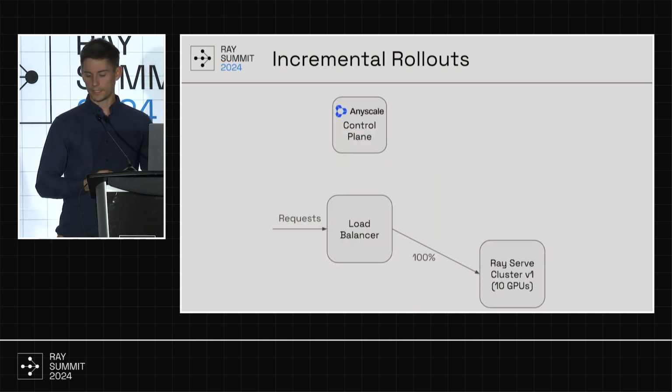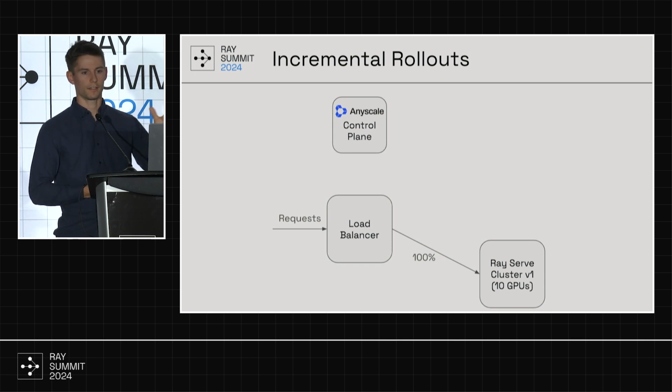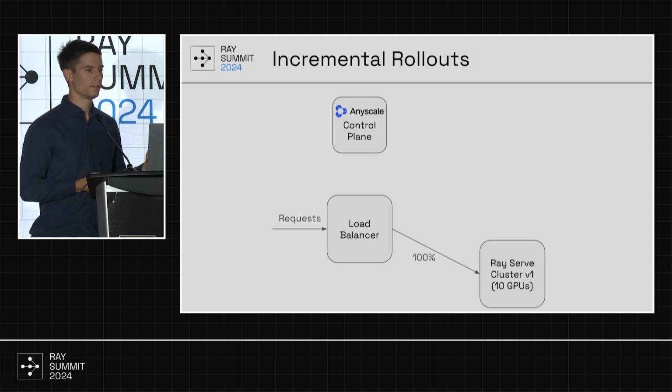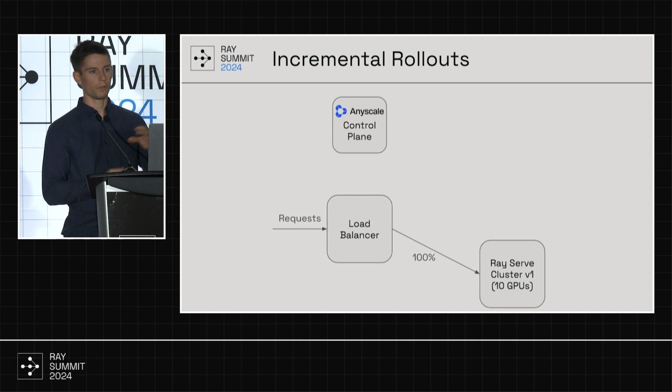Here I have a diagram of what it looks like when you're running a service on Anyscale. There's the Anyscale control plane, which manages a load balancer as well as some Ray clusters that are running applications. In this case, I have one Ray Serve cluster, and as Akshay mentioned, this could consist of multiple deployments, multiple models that are composed together in a pretty complex topology. But here I've simplified it down to just call it a cluster and say that it uses 10 GPUs.